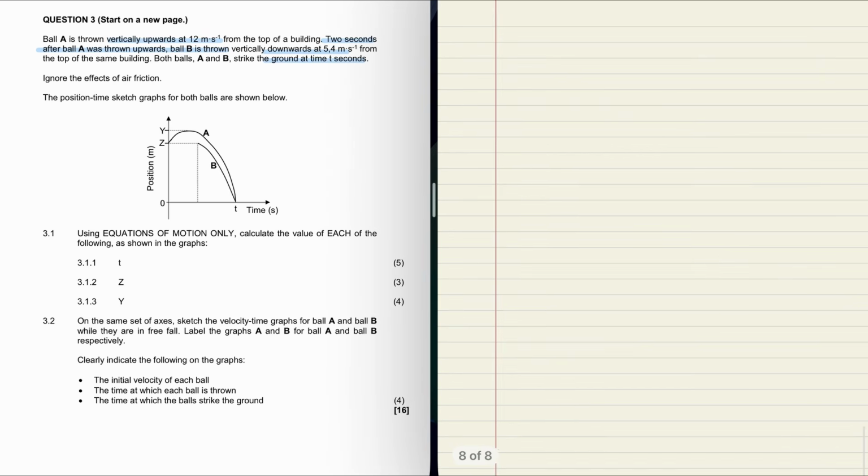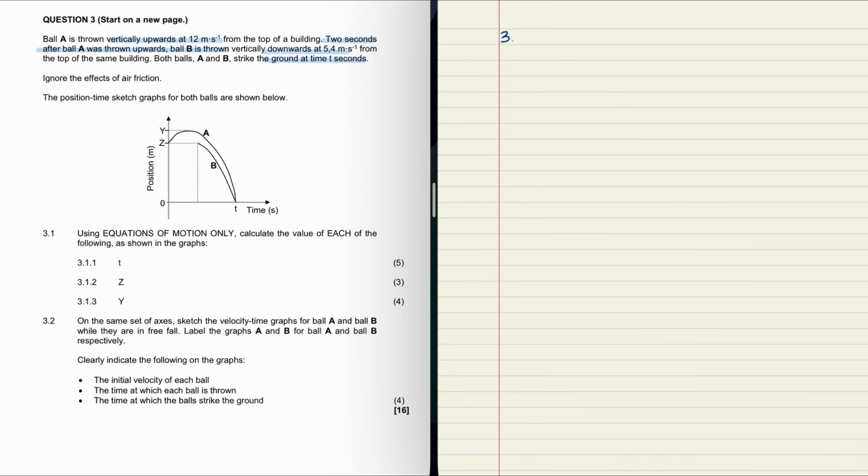So I'm going to write out 3.1.1. I'm going to first write out the quantities that I know. So for object A, I know that the initial velocity is 12 upward. I know that the acceleration is 9.8 down. I also know the time, let's just write it as t, and I know that it's traveled a displacement delta y, let's call that y.